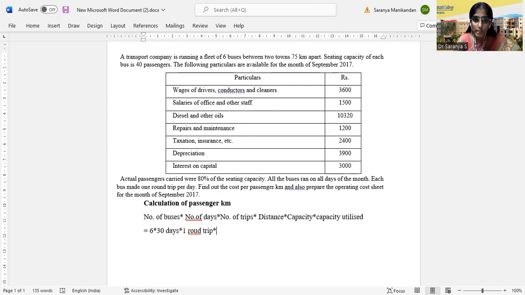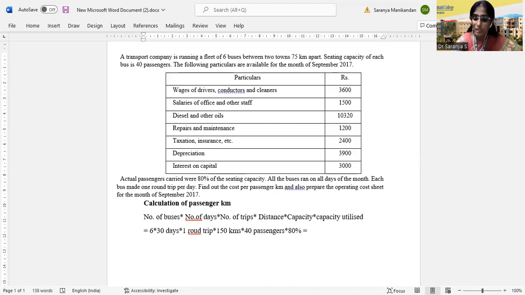For going it is 75 kilometers. For coming it is another 75 kilometers. So it is 150 kilometers into. What is the capacity of the bus? The seating capacity is 40 passengers. Correct? So into 40 passengers into what is the actual capacity utilized? Only 80%, correct? So into 80%. Okay, so 6 buses into 30 days into one round trip into 150 kilometers into 40 passengers into 80%.